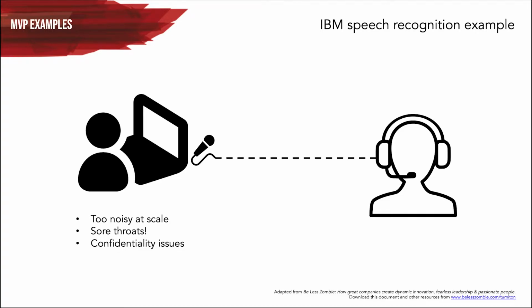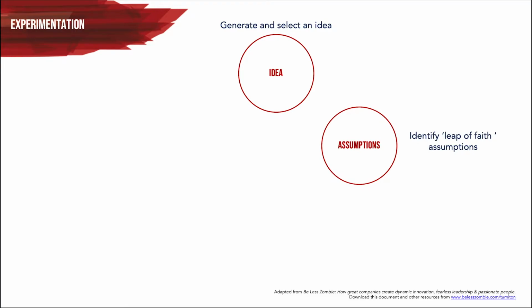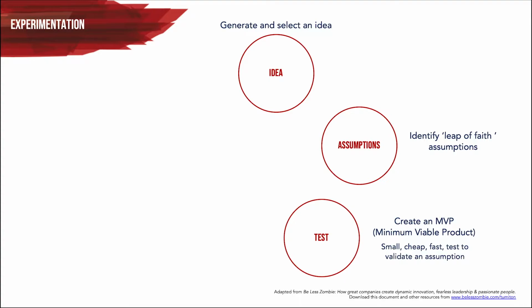And typically the process that you're going to go through, I'm going to show you some more examples in a moment, is this 5-stage process. So first of all, you come up with an idea. Then you list those assumptions in the way that we did just now, and you're looking for your leap of faith assumptions. The next step is you create a tiny experiment, a minimum viable product, small, cheap, fast.